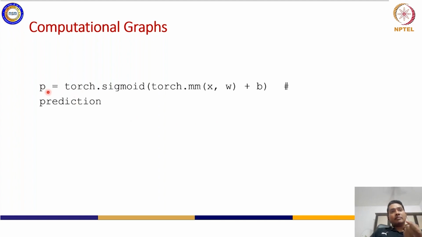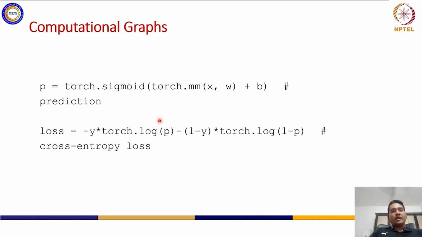So this is the P that you are interested in computing, right? And then you compute the loss. Let's say here we are trying to compute the cross entropy loss, which is minus y into, so this is the positive class and this is the negative class prediction. So this is the loss.